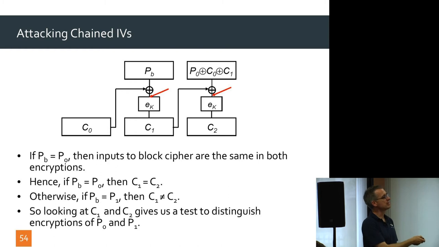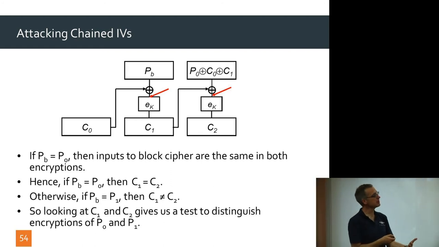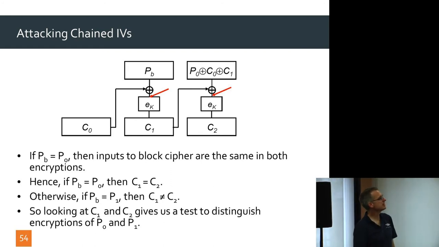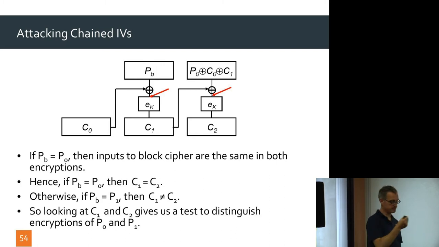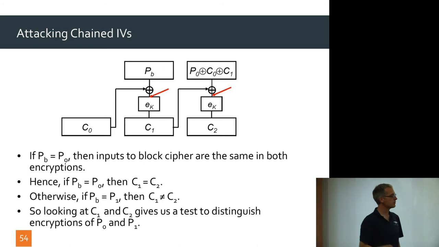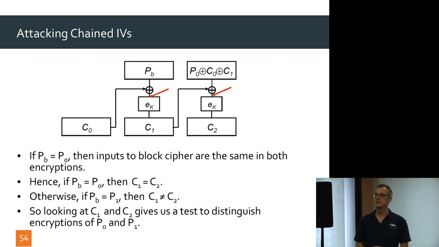The key is fixed. So then C1 would equal C2. Okay? So by looking at the ciphertext and asking, does C1 equal C2, he can decide whether PB was equal to P0. And if PB was equal to P1, then the inputs here and here will be different. And therefore, because the block cipher is a permutation, the ciphertext will also be different. So you have a probability one test of whether PB was equal to P0 or P1. And that's it. It's trivial.